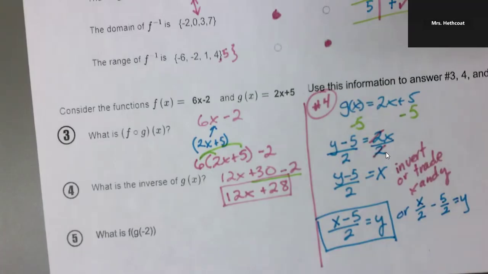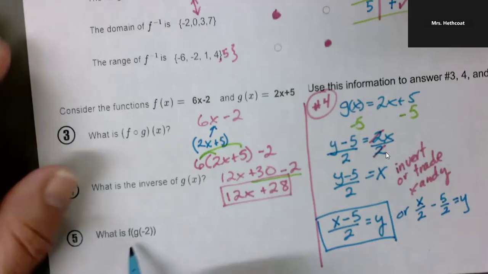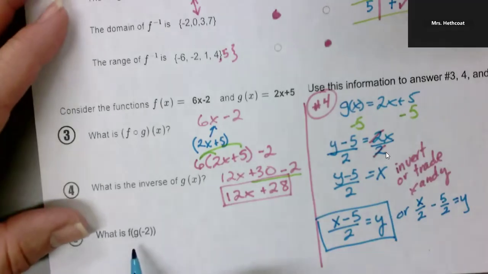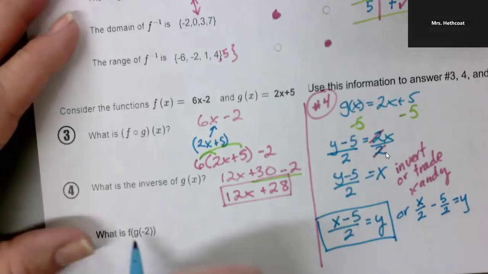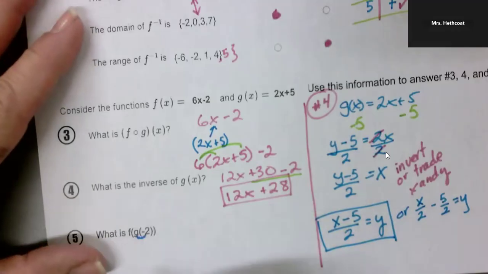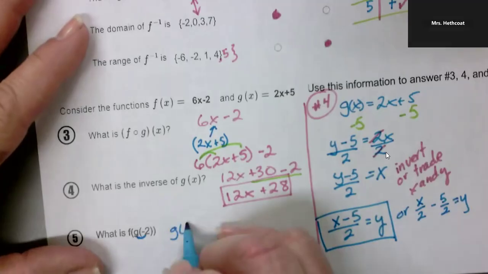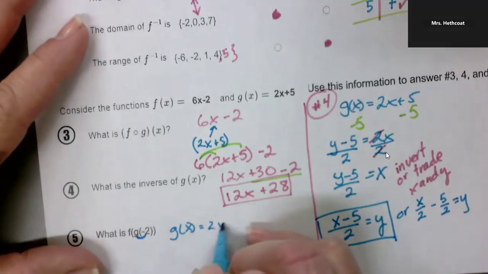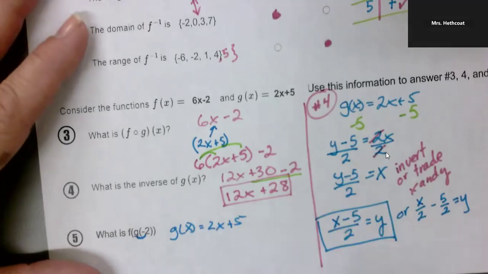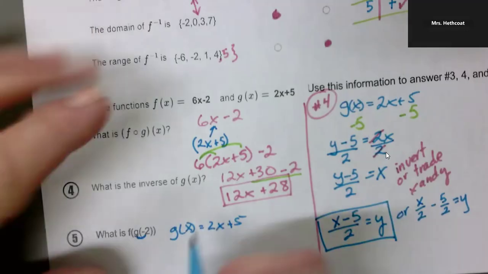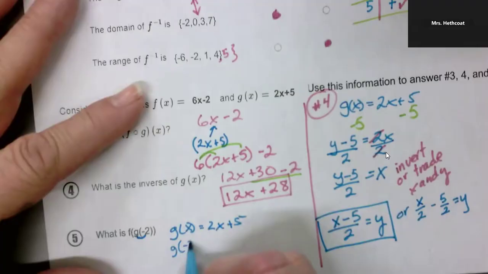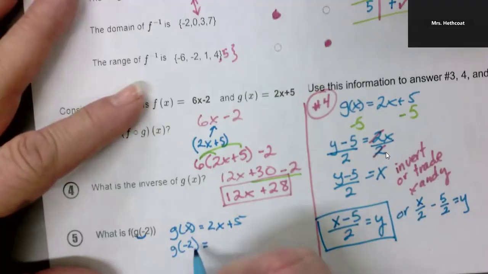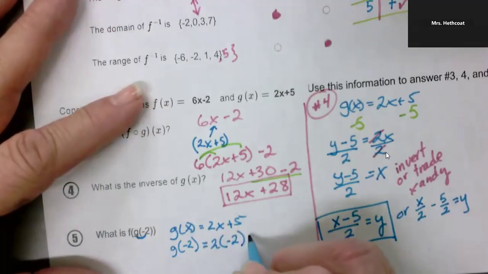All right. And then our last one is, what is f composed of g when x is negative 2? So we start from the inside first, so we do this one first. So I'm going to write g of x equals 2x plus 5. Oh, hang on. I don't want g of x. I want g of negative 2. So I'm going to put a negative 2 wherever there's an x. So I get 2 times negative 2 plus 5.